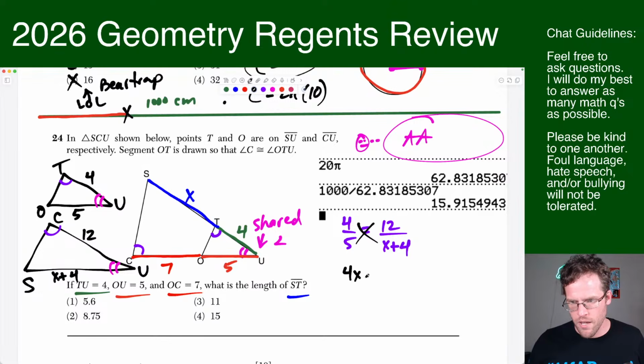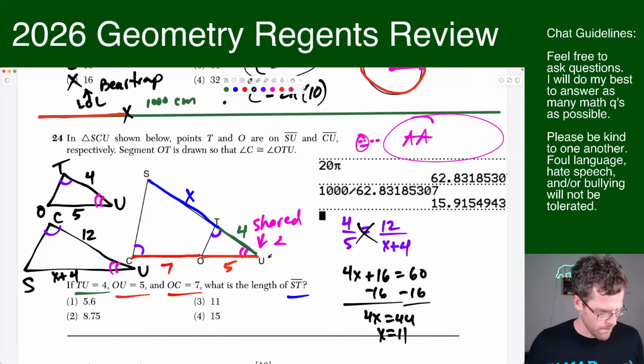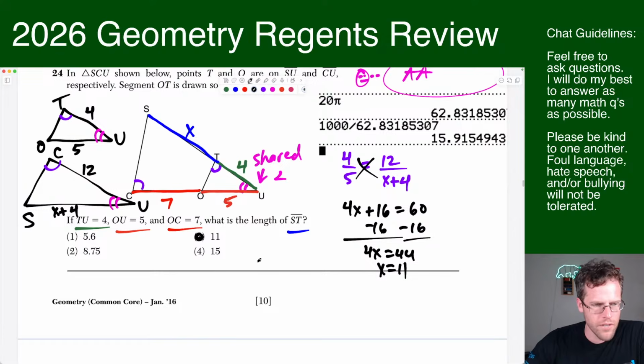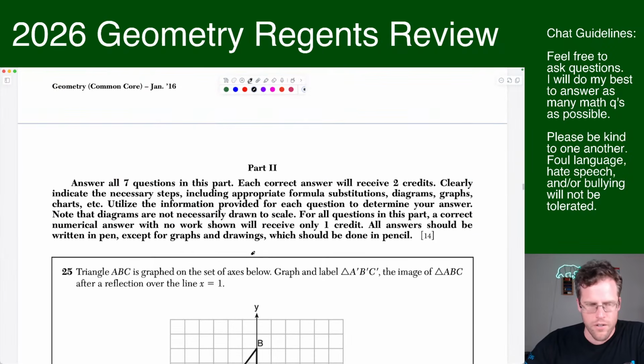4 times x plus 4 times 4 is 16 equals 5 times 12 is 60. And now just don't mess up the algebra. 4x equals 44, so x is 11. All right. What is the length of ST? ST is labeled with an X, so 11. Great. Do get hundreds. But if you don't get 100, it's okay.